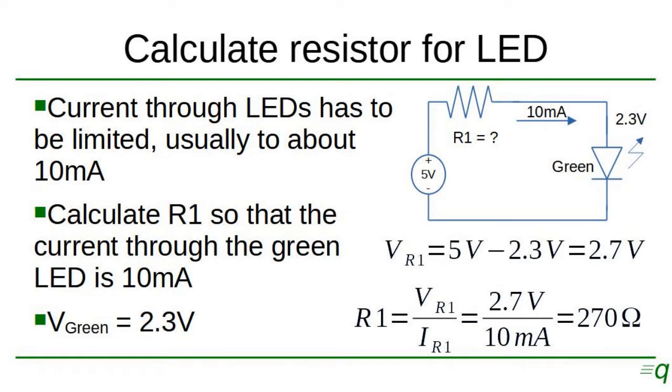So normally we do not connect LEDs directly to a voltage supply like 5 volts, for instance, on our project, but we connect that through a resistor. And we size that resistor so 10 milliamps will flow through the LED.